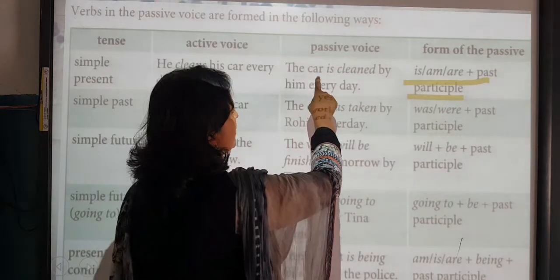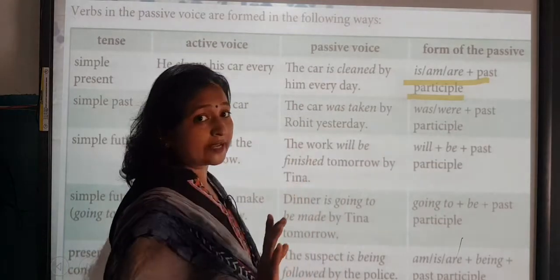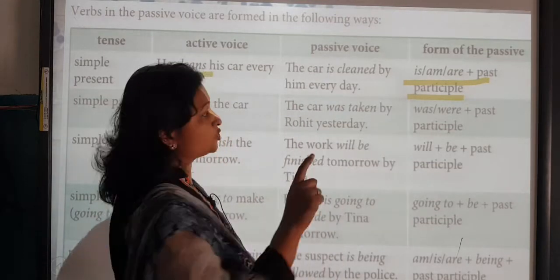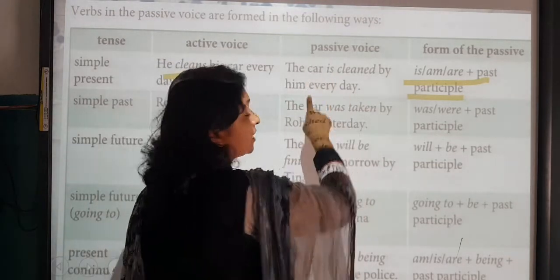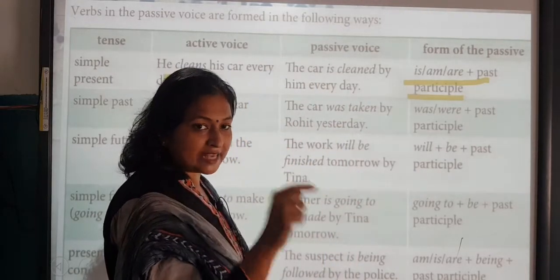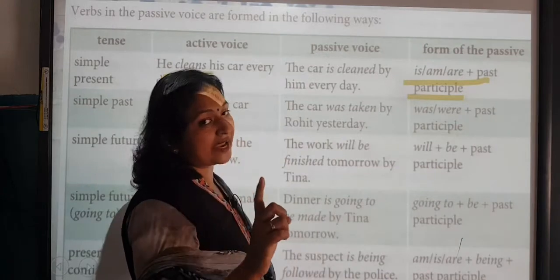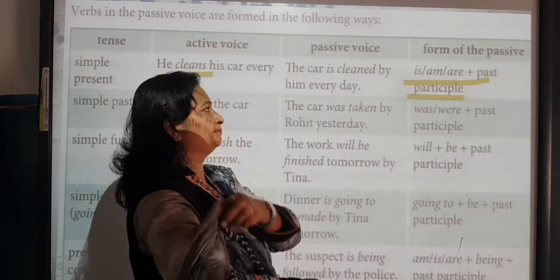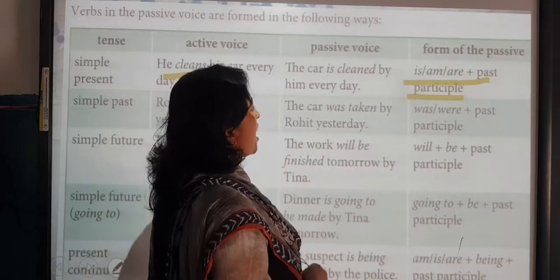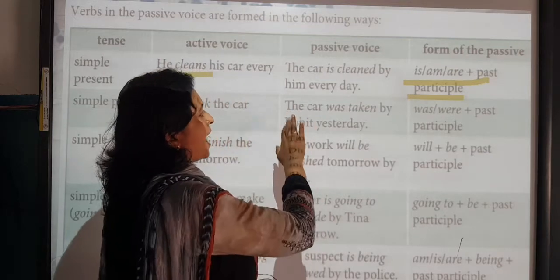So, the car क्या है? Singular है कि plural है? Singular है, one है. So, I'll be using is. अगर cars, C-A-R-S होता तो I would have used are. And if I am using I, you have to use am. So, the car is cleaned by him.